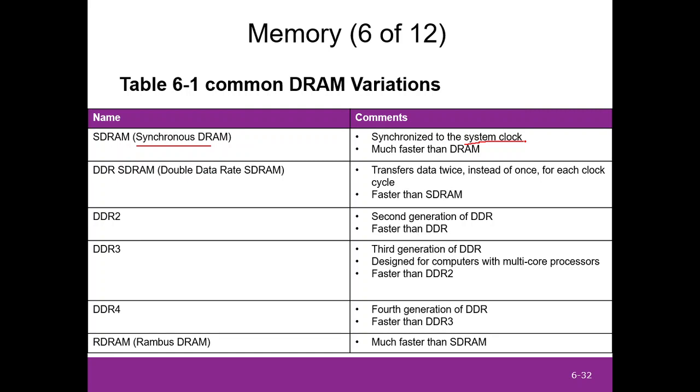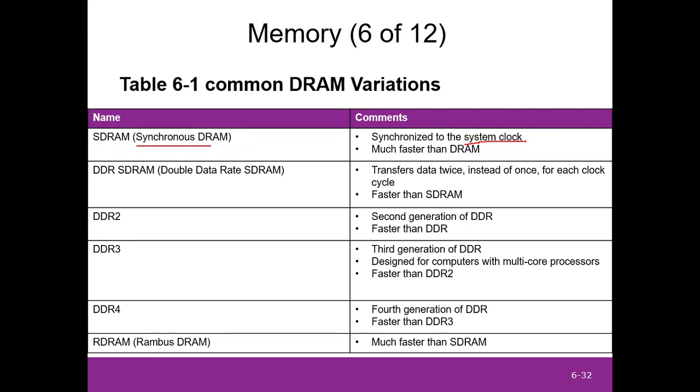Then we have double data rate SDRAM, DDR, jisko hum simply bolte hain DDR memory, DDR1, DDR2, DDR3. Okay, so those are different generations of DDR. Now DDR is double data rate SDRAM. So it basically transfers twice the amount of data for each clock cycle as SDRAM. SDRAM, agar ek cycle mein 8 bit data transfer karti hai, toh DDR jo hai, wo 16 bit data transfer karti hai. So it gives you double the data rate.